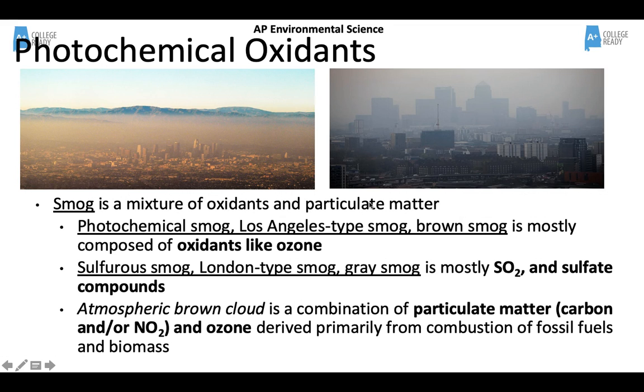On the other hand, sulfurous smog, also called London type smog or gray smog, is mostly sulfur dioxide and sulfate compounds. So that one's got a more grayish hue to it as opposed to the brown of the Los Angeles type smog. An atmospheric brown cloud is a combination of particulate matter and ozone, derived primarily from a combustion of fossil fuels and biomass.